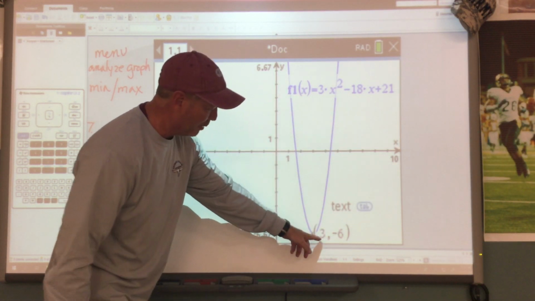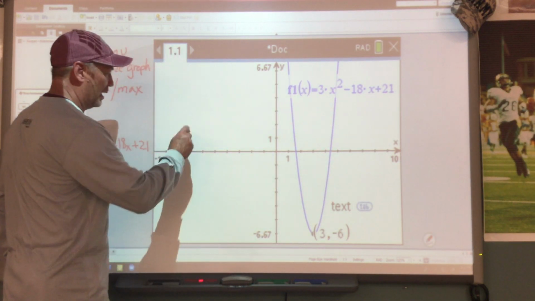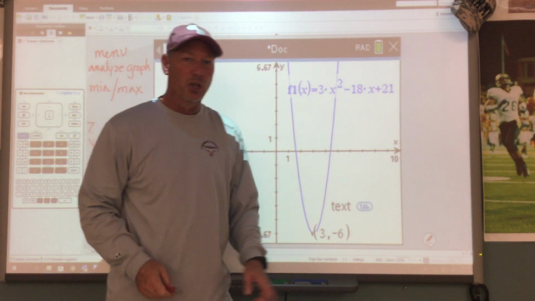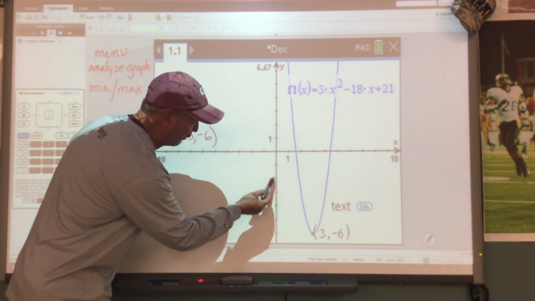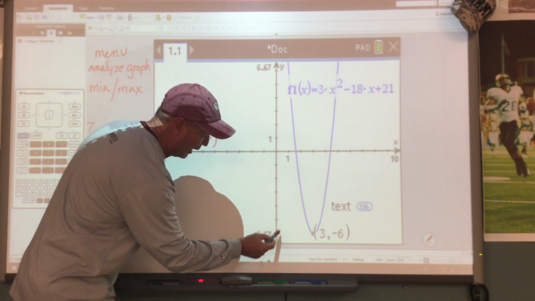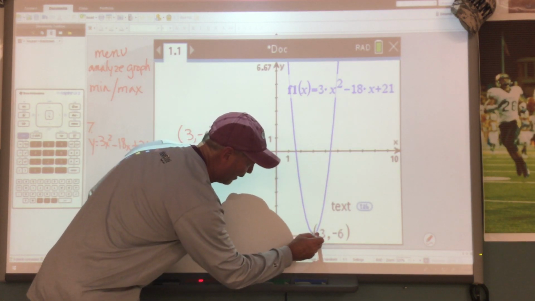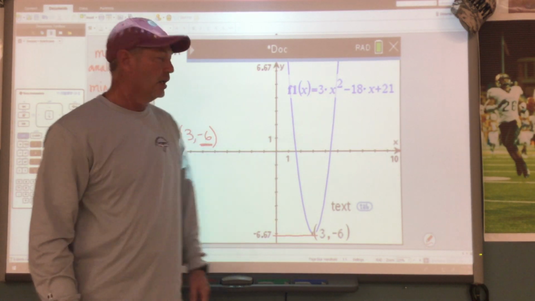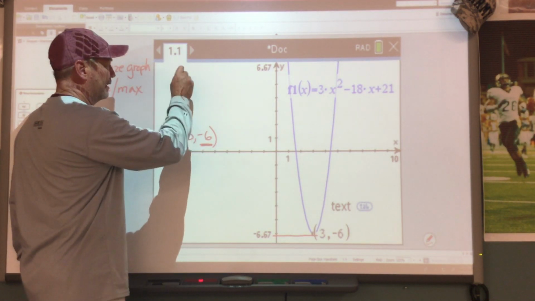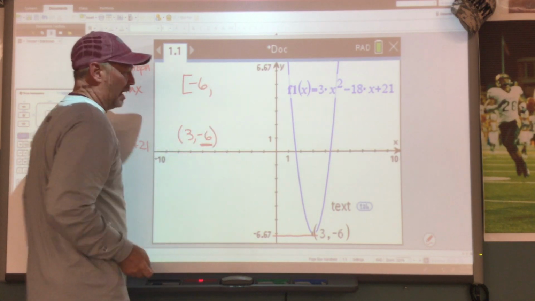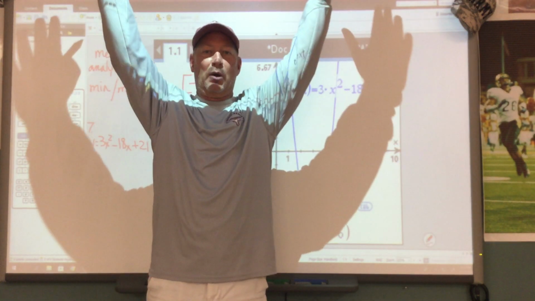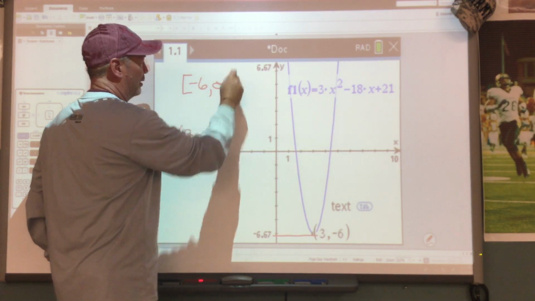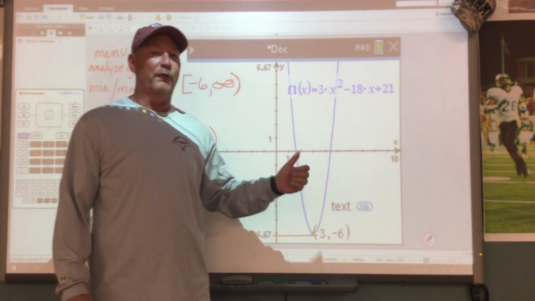And it tells me my minimum is at 3, -6. There is my vertex. The low point of my graph is at 1, 2, 3, 4, 5. This tells me the low point of my graph right there is at a -6. The y value is how low I go. So the lowest point of my graph is at -6. The high point of my graph is going to go up forever, which is going to be infinity. There is the range for your graph.